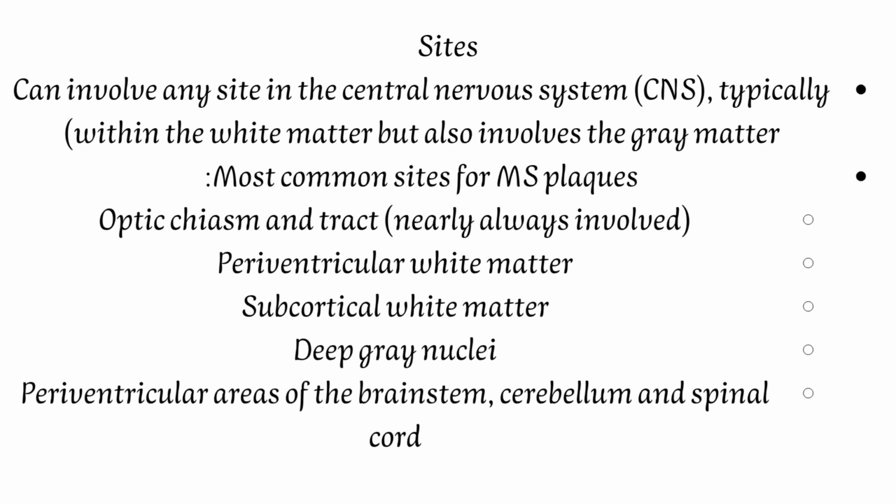Sites. Can involve any site in the central nervous system, CNS, typically within the white matter but also involves the gray matter. Brain 2019, 142, 1858. Most common sites for MS plaques. Optic chiasm and tract, nearly always involved. Paraventricular white matter. Subcortical white matter. Deep gray nuclei. Paraventricular areas of the brainstem, cerebellum and spinal cord.